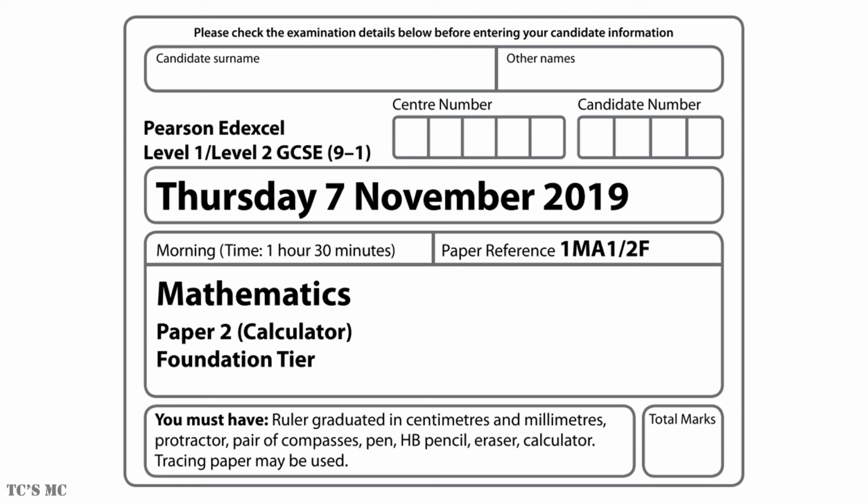Hello, in this video I am going to explain how to answer the questions in the Edexcel GCSE Maths Paper 2 from November 2019, the Foundation tier. The purpose of this video is for your learning and understanding, not just the answers. There are of course other videos out there.